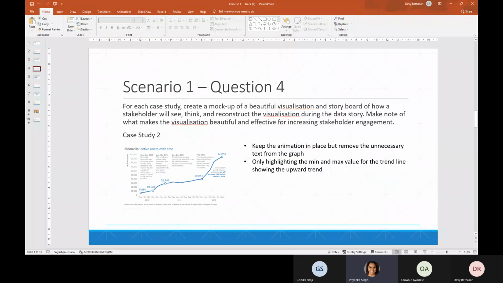For case study two, the added information is overwhelming. So keeping the animation in place, but we have to remove the unnecessary details from the graphs, and we should have the minimum and maximum and only important point in the graph, so as to draw stakeholders' attention.